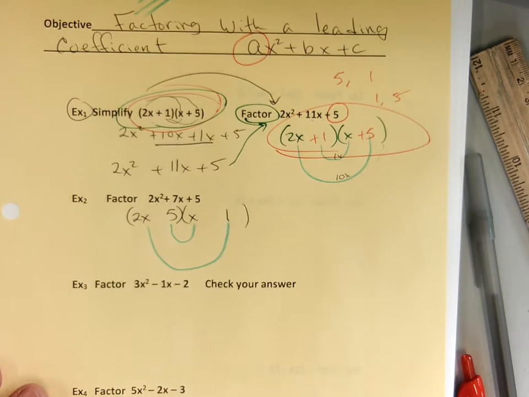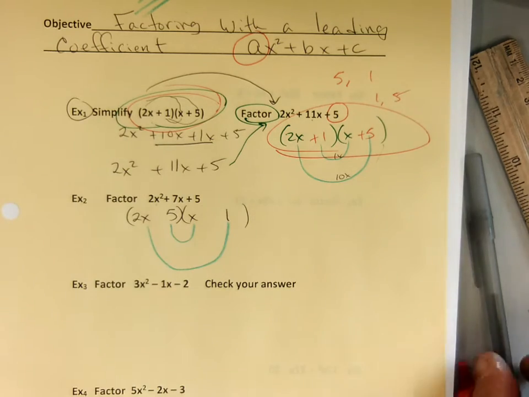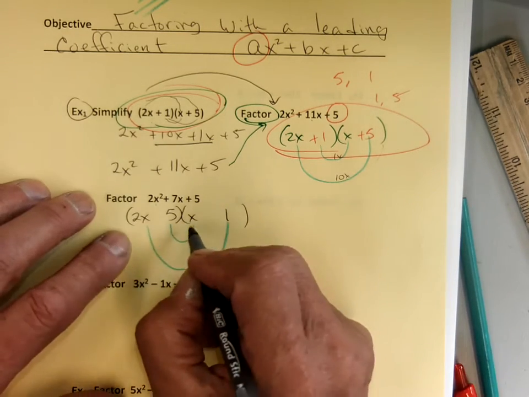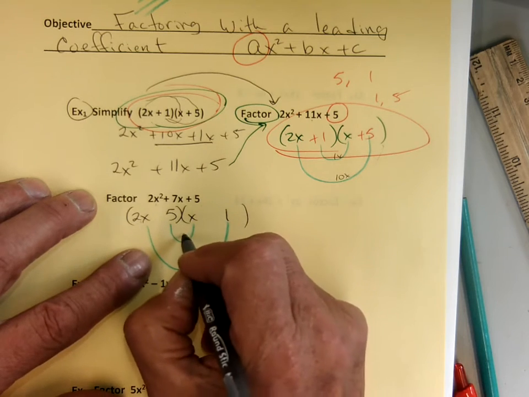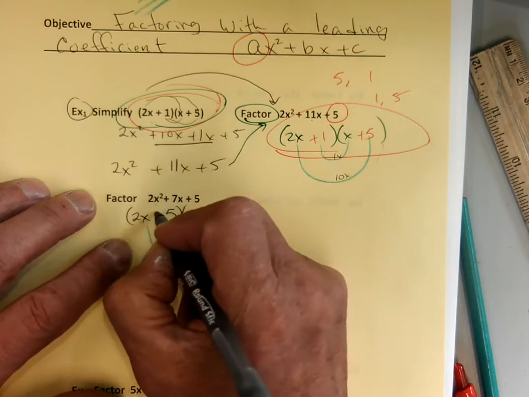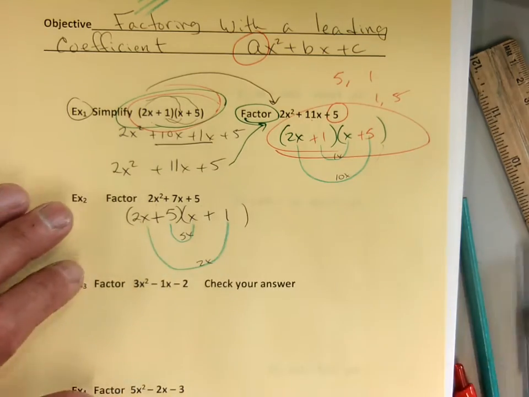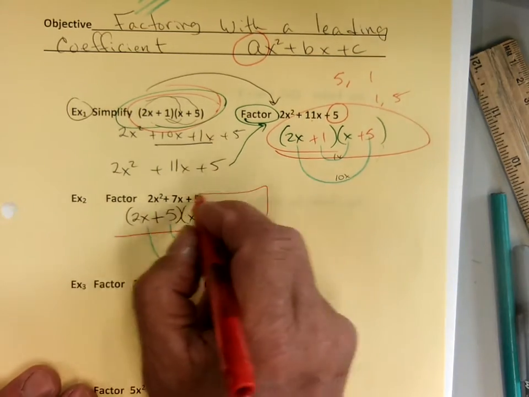Yeah. Okay, so some kids don't need to do the double smiley because they can already see it, right, Jacob? But some kids need to check. So the double smiley: 2x and 1 makes a 2x, 5 and x makes a 5x, and together they do make a 7 if I go plus and plus. That is my answer.